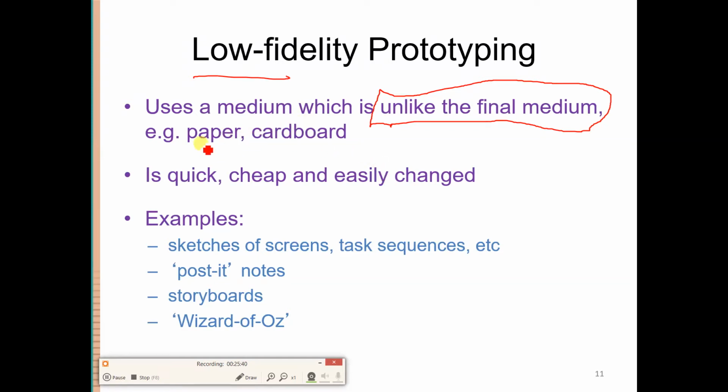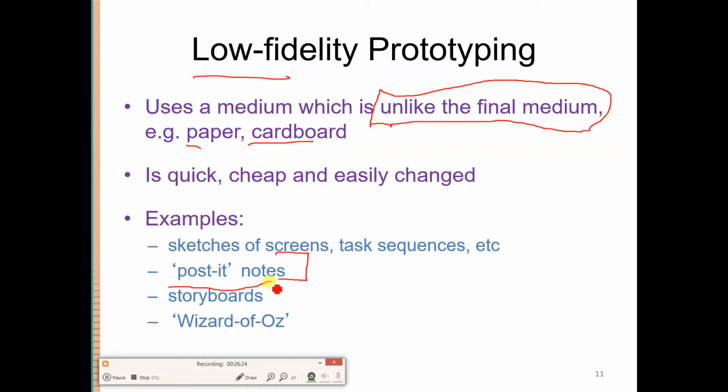This material can be paper, cardboard, plastic or anything. It's quick, cheap and easily changed. We are using these materials in prototyping because they are not very expensive and we can easily modify and change them. For example, some of the prototypes using low fidelity are sketches of screens, task sequences, etc. Either we can draw the sketches on paper or we can use some software to draw them. We can easily modify these sketches, or sometimes we can just put notes on sticky paper to create the prototype to get an idea about the design.